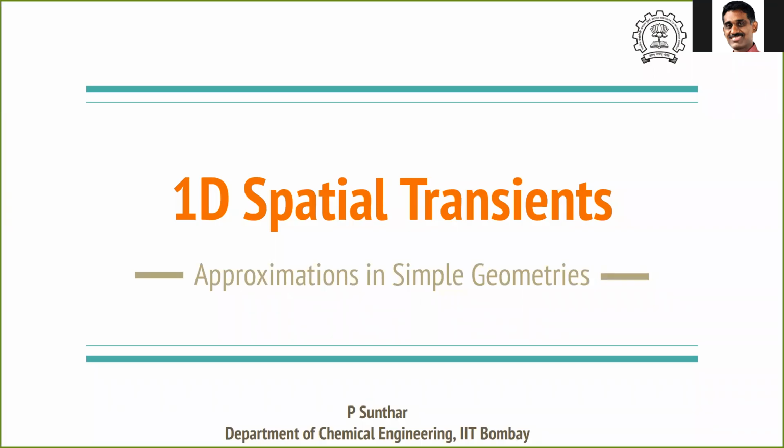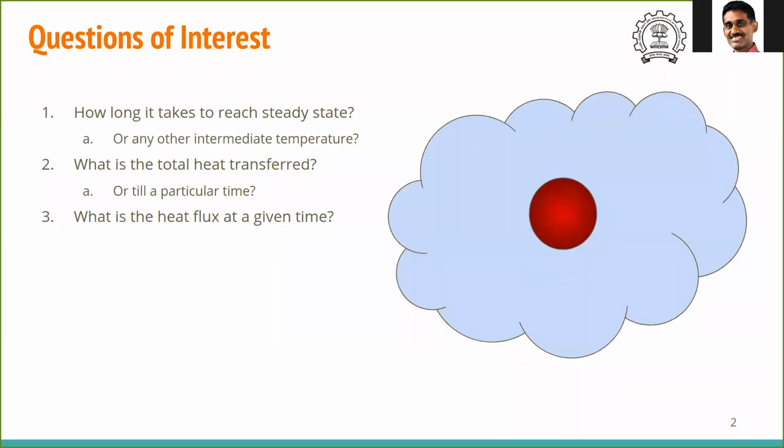In this lecture, we'll see about 1D spatiotemporal variations in temperature using some simple geometries which can be used as an approximation for other complex geometries as well. The question again we are trying to ask is, we have a solid body kept in an environment. How long does this solid body take to reach the steady state temperature?